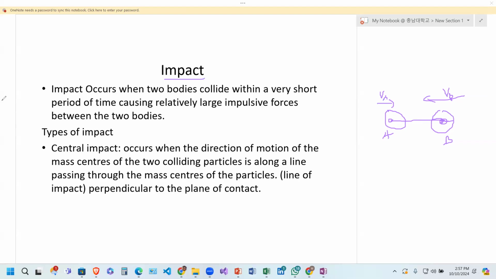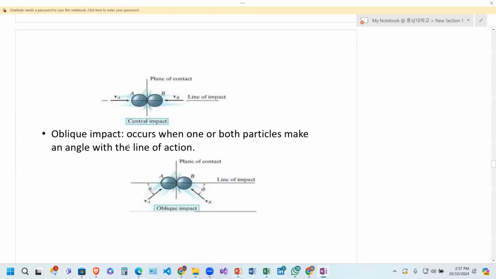Let's continue and see what I'm trying to explain. This is how these particles occur: we have particle A and particle B, and the collision goes through the line of impact, which is the line that passes through the center of mass of these particles. You see, this is perpendicular to the plane of contact. This is our plane of contact.